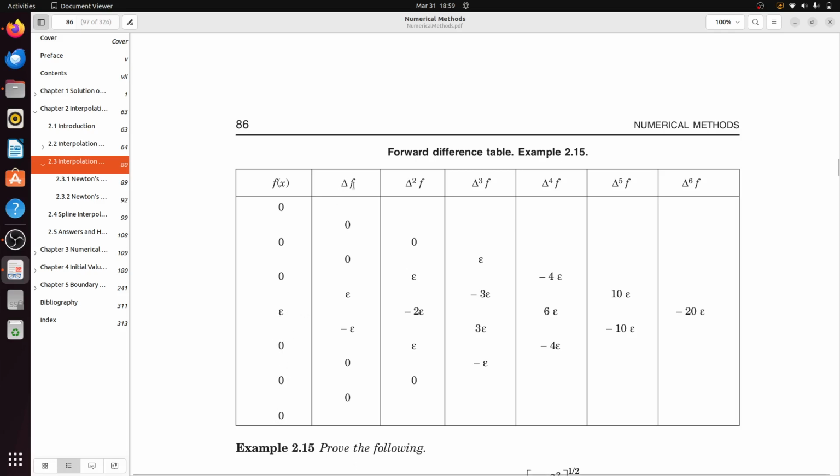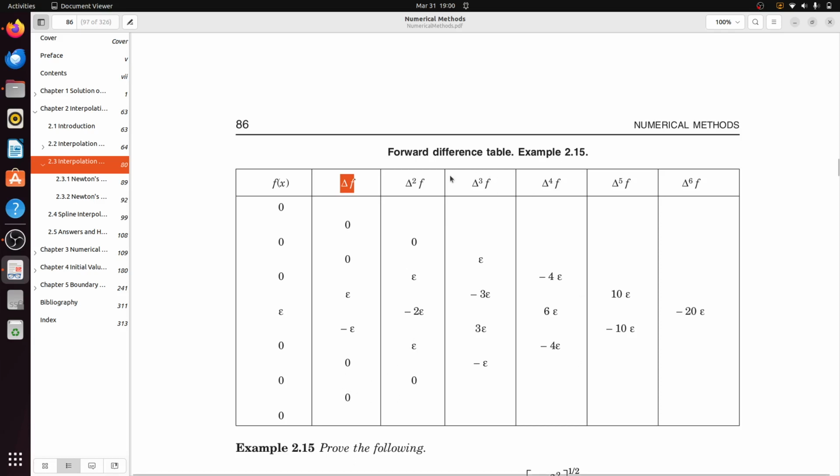Now you compute delta f, the first order forward difference. So here it is 0, 0, but here it will be epsilon minus 0, so that is epsilon. Once again 0 minus epsilon, that will be minus epsilon. Again 0 minus 0 is 0, 0 minus 0 is 0. Next, second order: 0 minus 0 is 0, epsilon minus 0 is epsilon, minus epsilon minus epsilon is minus 2 epsilon, 0 minus of minus epsilon is plus epsilon, 0 minus 0 is 0.